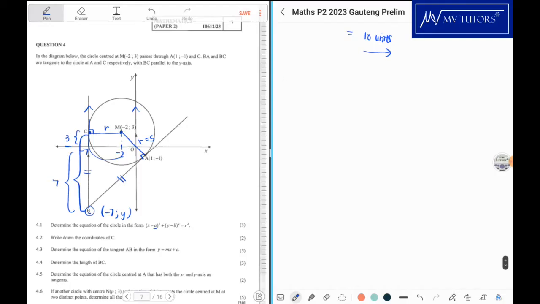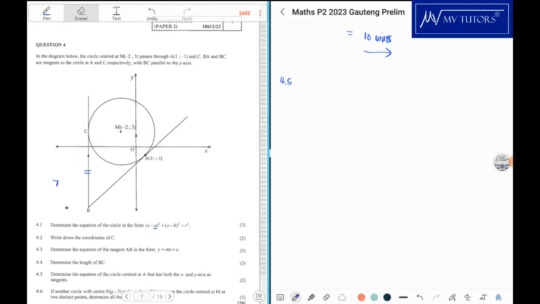Okay, and then 4.5. It says determine the equation of the circle centered at A. I have done a whole lot here. Let me just erase everything and start again. Alright, so let's just fill in what we know.